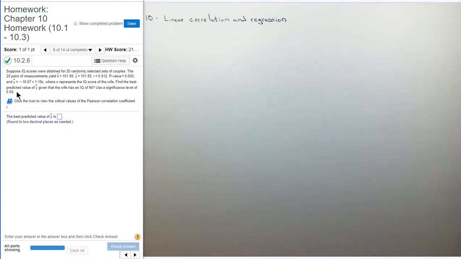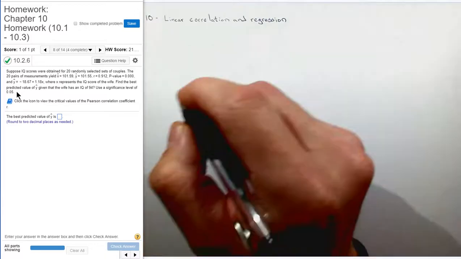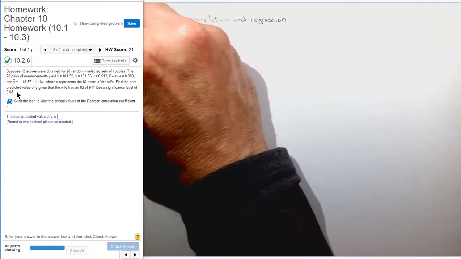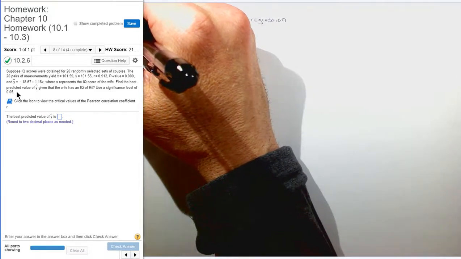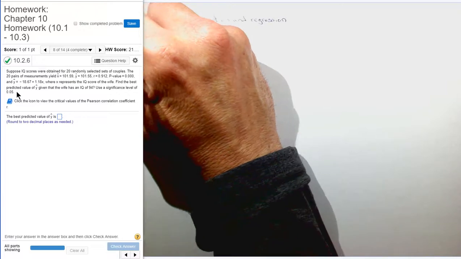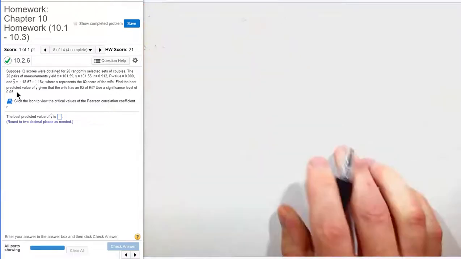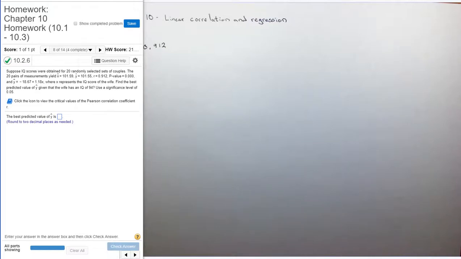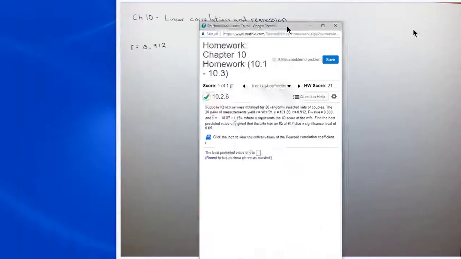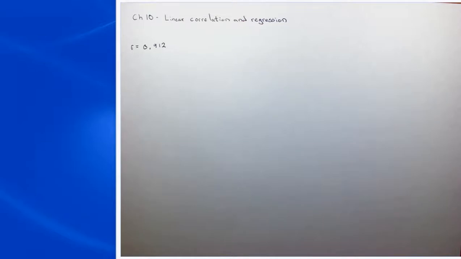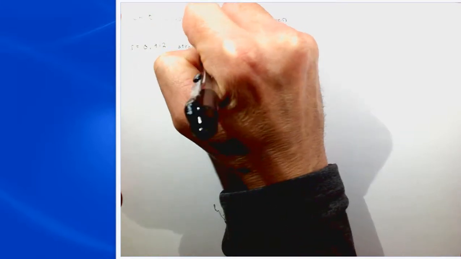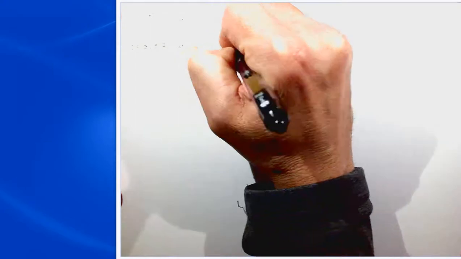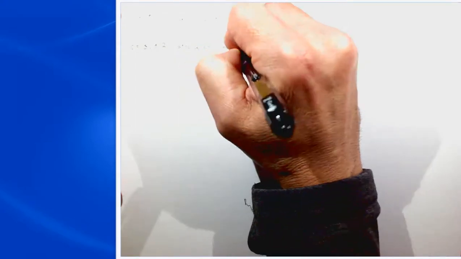So let's just write down some of our key data. We have an R value that shows strong positive linear correlation. So R equals 0.912. If you don't mind, let me just move this out of the way so we can actually see the screen that we're writing on. And then this shows strong positive linear correlation.